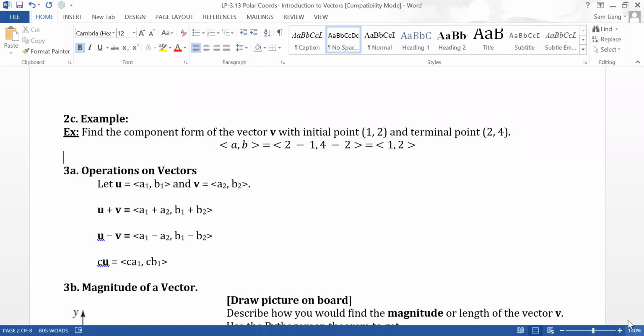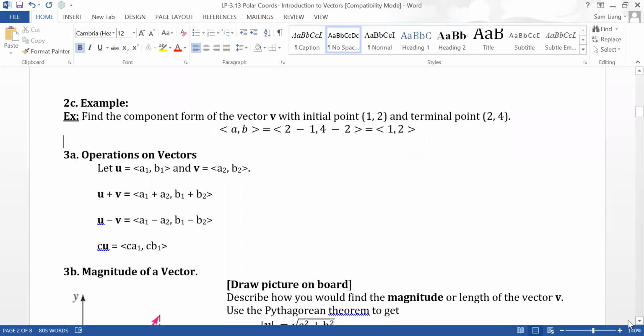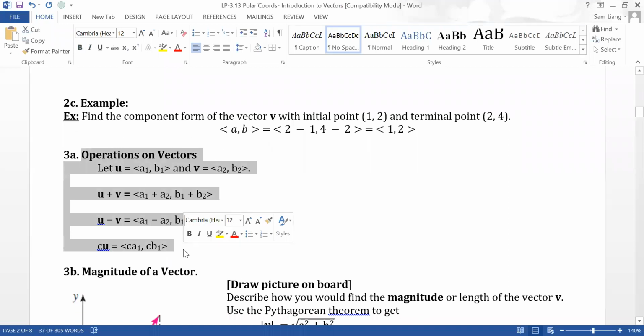Next, we're going to talk about how vectors can interact with each other. So the arithmetic of vectors, or in this case, as I write here, operations on vectors. If you let u equal a1, b1, and v is another vector, a2, b2, then if you add two vectors, all you're going to do is add the components. Really intuitive, right? a1 plus a2, comma, b1 plus b2. For the difference, you subtract, so a1 minus a2, comma, b1 minus b2.